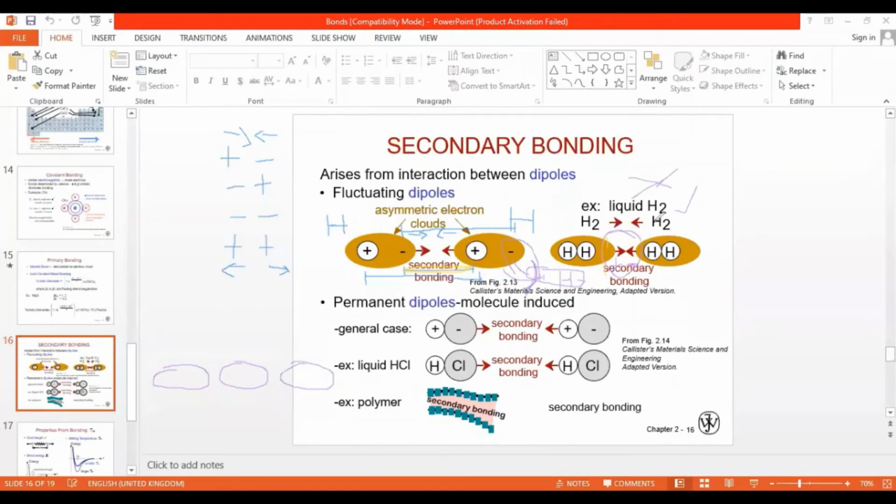This is the fluctuating dipole, and here we have another one, permanent dipole, molecule induced, general case, right? So this is for hydrogen, and this one is the example for HCl. So HCl, what do you know about HCl? HCl is an acid, which is hydrochloric acid. They are highly volatile. So when you open the HCl bottle, that would be capable of evaporating, forming HCl vapor, right? Permanent dipole molecule induced.